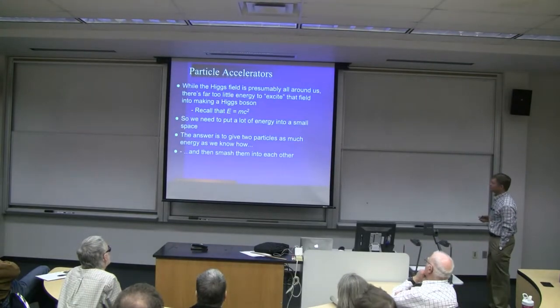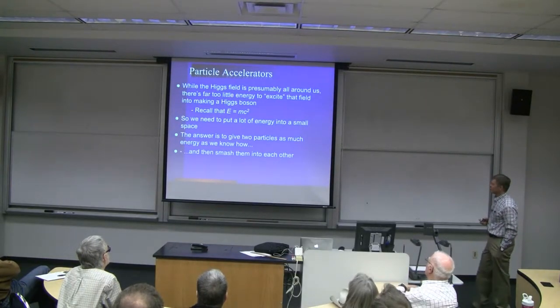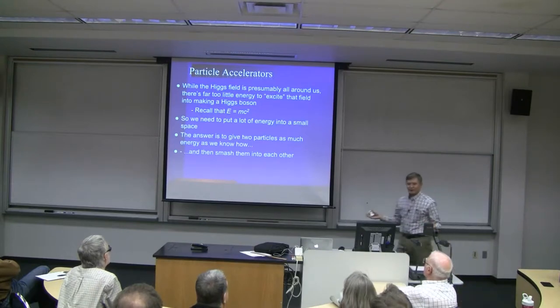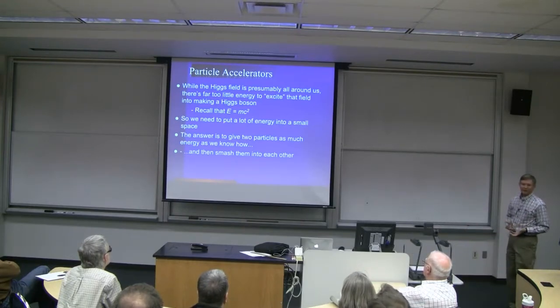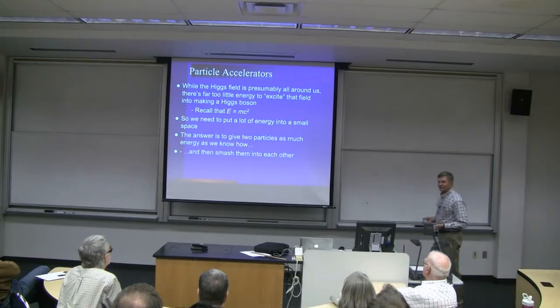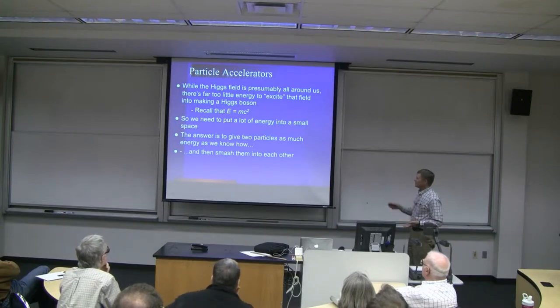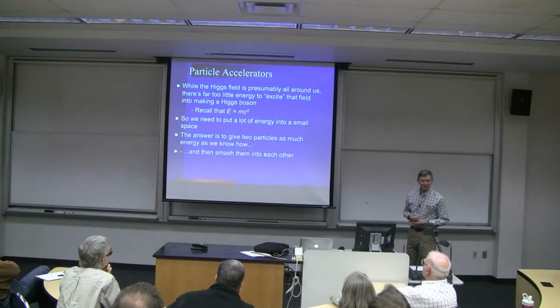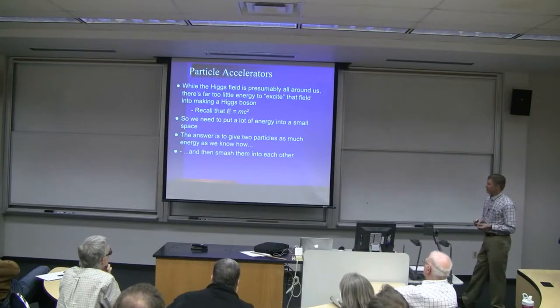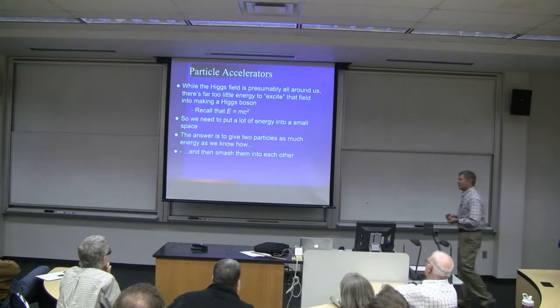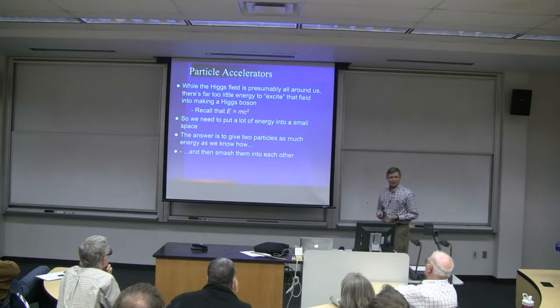Okay, so why do we have to do this in an accelerator? Well, the Higgs field is everywhere. So why can't we find the boson in our labs? The problem is that there's just far too little energy to excite the field to make a Higgs particle in the lab. You remember E equals mc squared, and we're talking about 125 billion electron volts of energy. So we need a lot of energy in a small space, and the only way we know how to do that and detect the objects is in an accelerator.